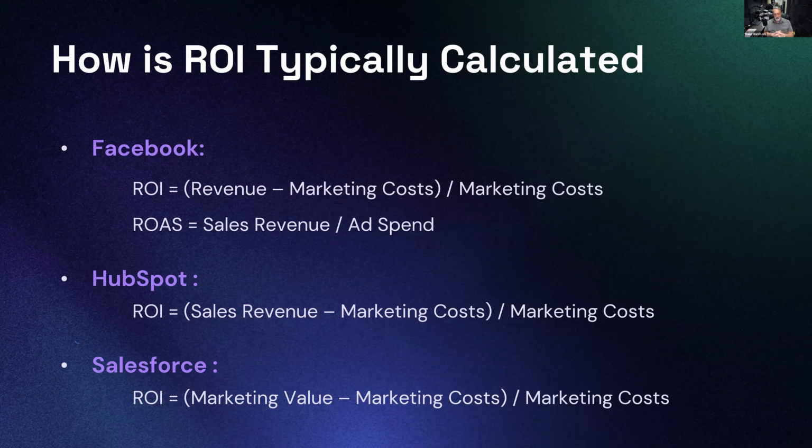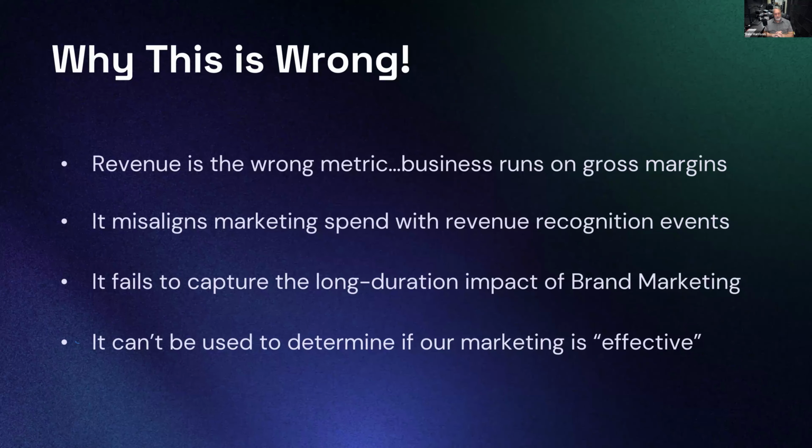And so there are some fundamental problems with these. So why is this wrong? So first and foremost, revenue is the wrong metric because businesses run on gross margins. They don't run on revenue. And as a result, it's misaligning marketing spend with the revenue recognition events, and there's two misalignments here.